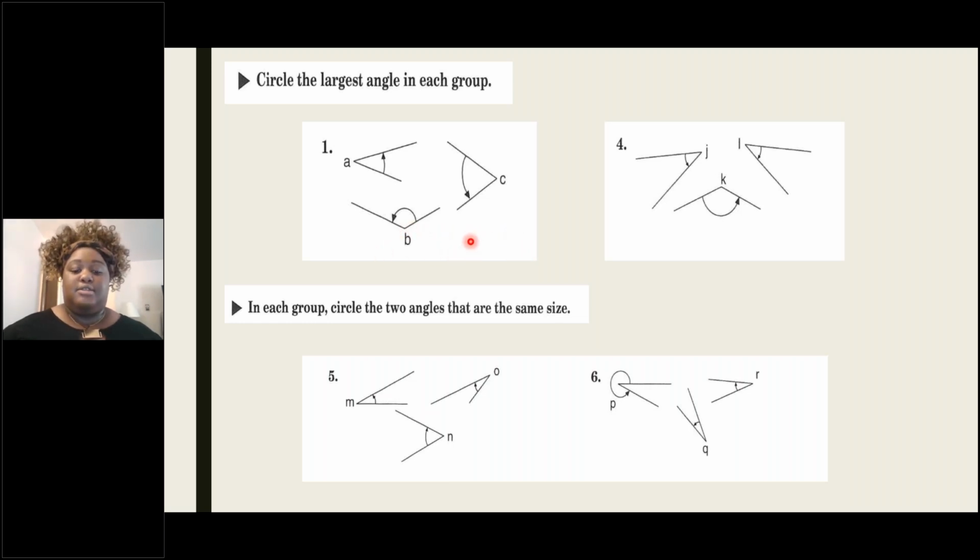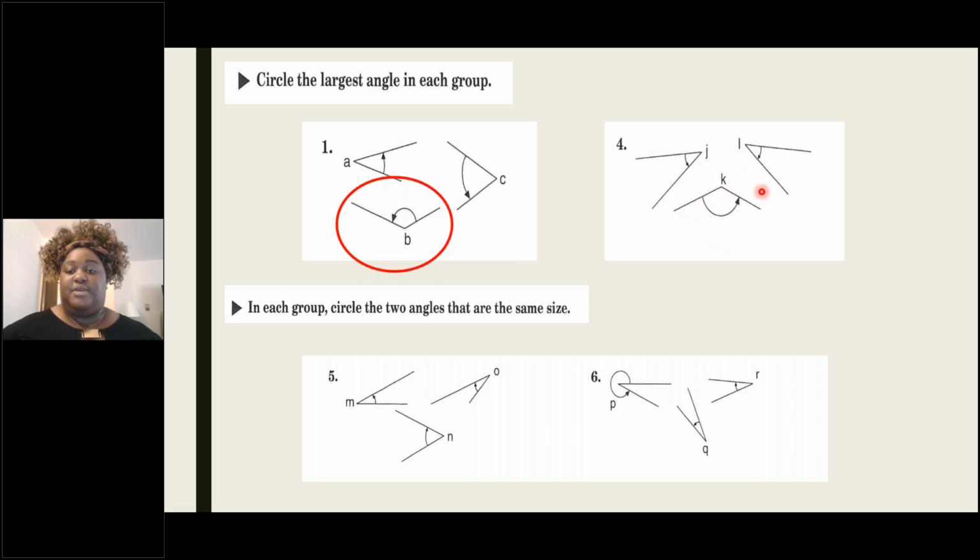Okay. So the largest angle here is angle B. What's important to look at here is how wide apart the sides are. Compared to angles A and C, these two sides are pretty wide apart, and that lets us know that this angle is larger.